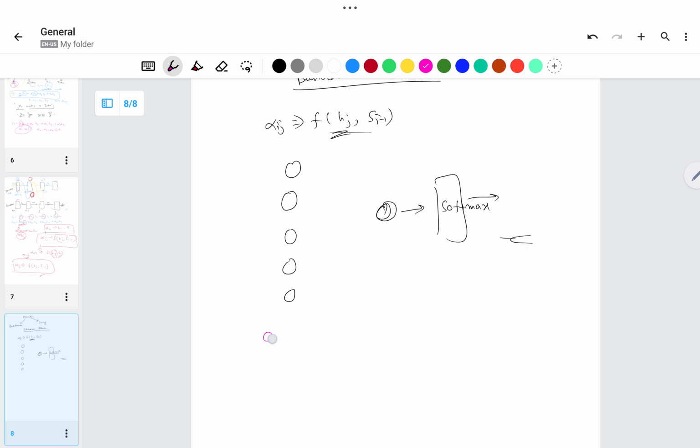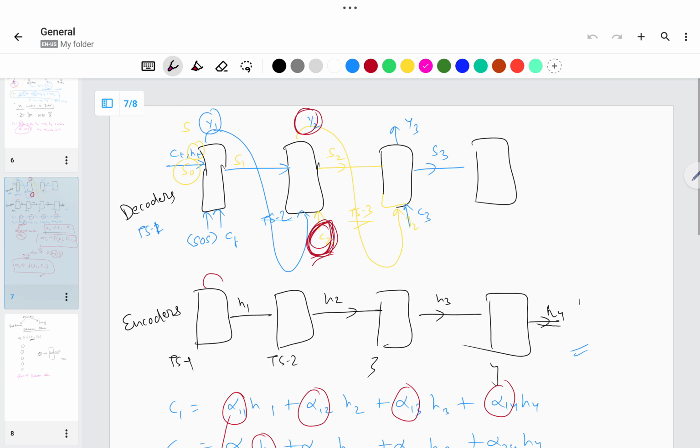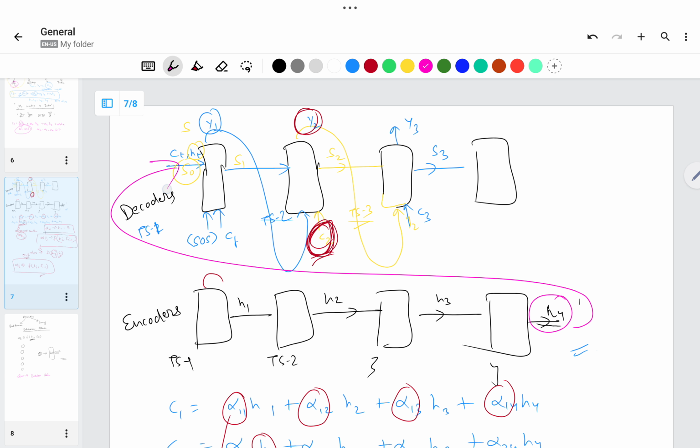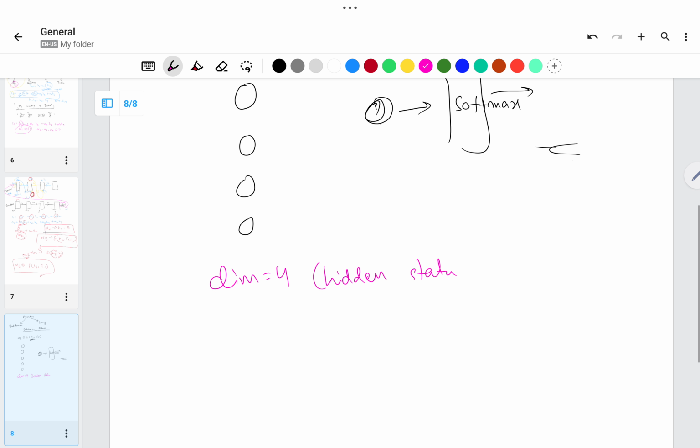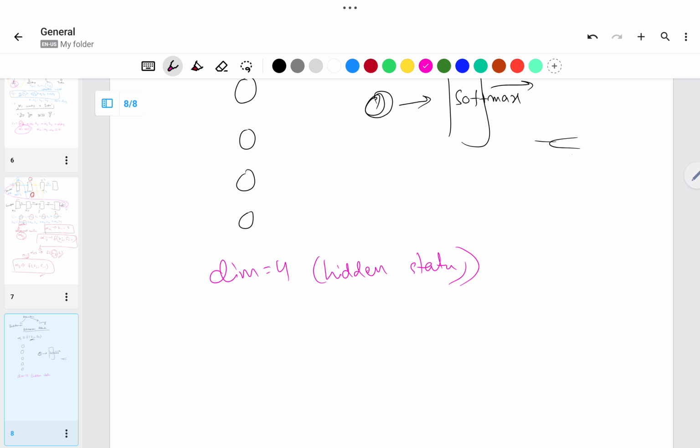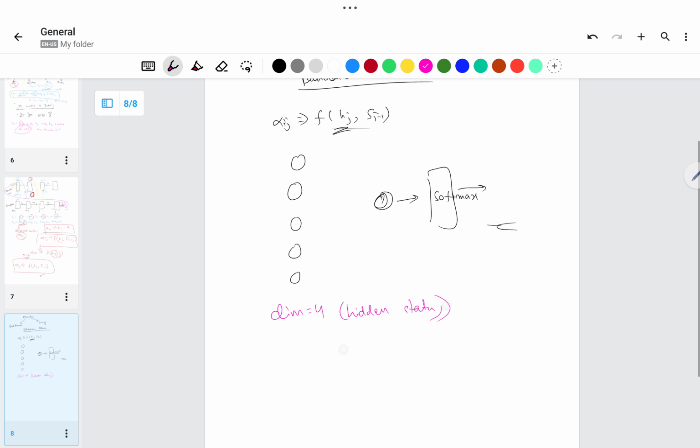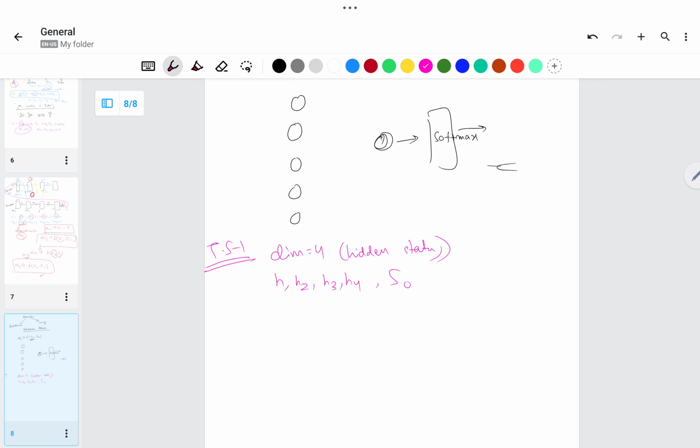So let's say here the dimension is 4 for all hidden states. We can see this H4 will be passed as S0, so the dimensions would be the same. This is the reason why we took all these dimensions as 4. So H1, H2, H3, H4 and S0. Let's say we are checking for time step 1. All these will have dimension 4.